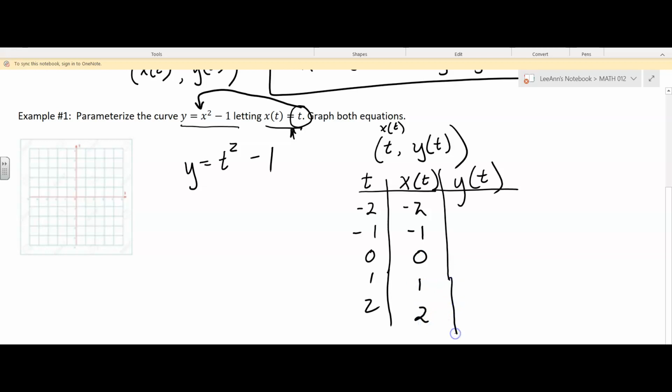That's why I said this one's not very exciting. And then we can think about, well, what would the outputs be? So plug in t here, and you're going to get 3 and 0, and -1, and 0, and 3. Okay? Now we can plot those. So -2, 3, and -1, 0, and 0, -1. And we get this parabola just like we were expecting to get this parabola.